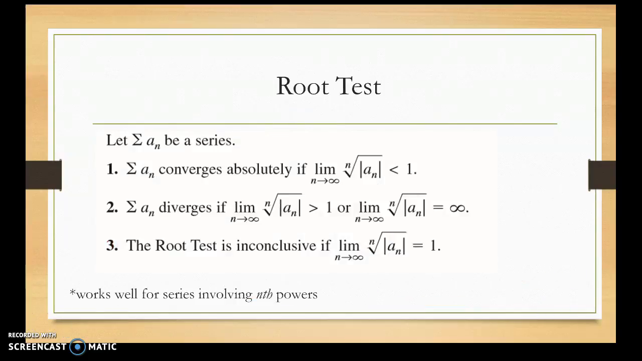Okay, the root test, given series, another test for absolute convergence. We take the limit of the nth root of a given series. What's nice is it has the same conditions as the ratio test. If the limit is less than 1, converges absolutely. Diverges if the limit is bigger than 1 or doesn't exist. Inconclusive if the limit is 1. And this works well with series involving nth powers.